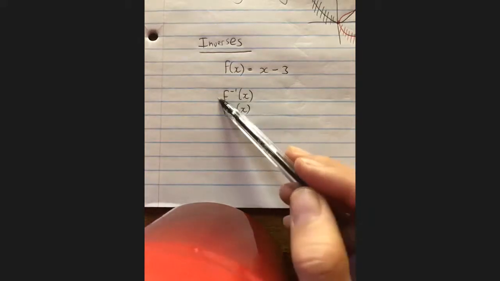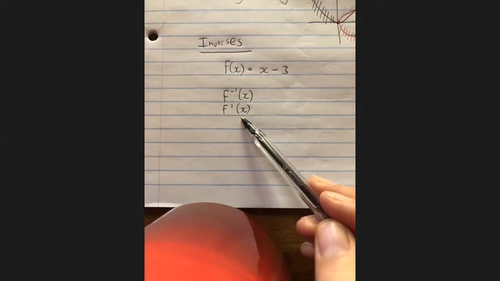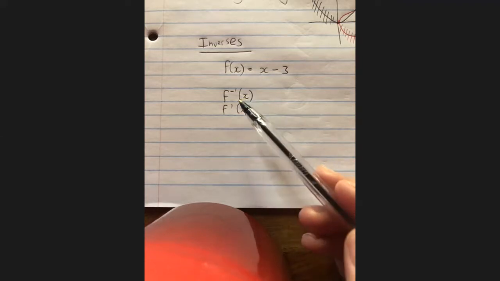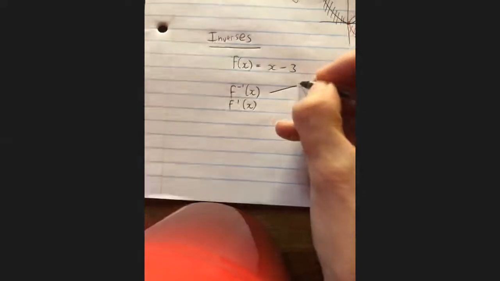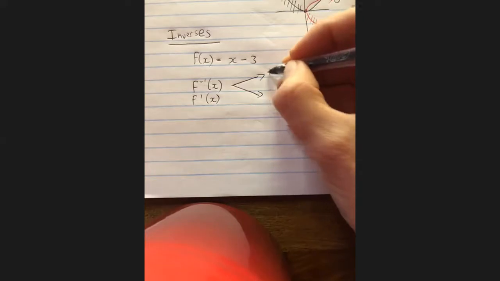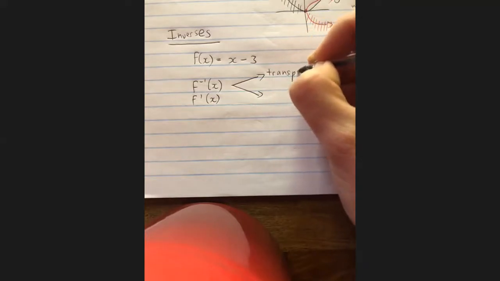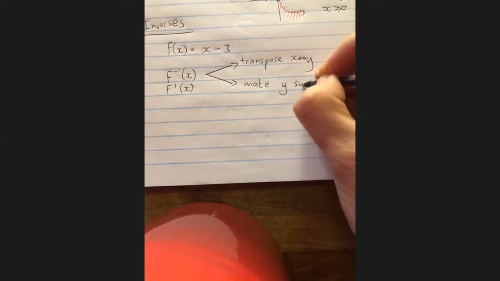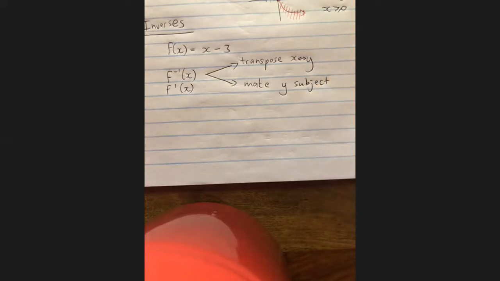Note for yourself, this is inverse and this is derivative. Major difference. So please don't get confused. For inverse, I just want to give it like a recipe. So for inverse, we do 2 steps, always the same, always 2 steps. The first step is to transpose. Now that's the fancy word, transpose x and y, but that just basically means you swap them. And then your second step is to make y the subject.